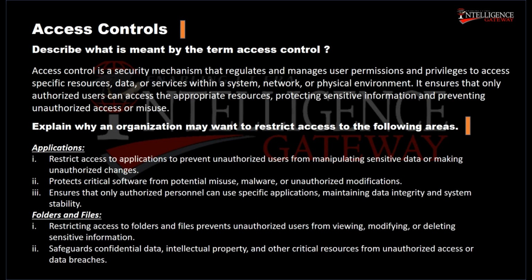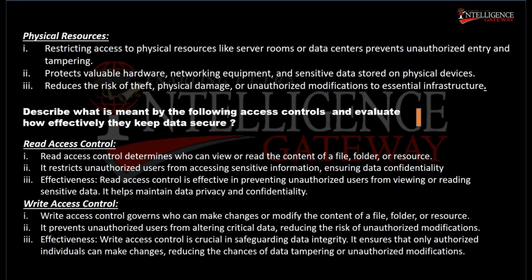Folders and files. Restricting access to folders and files prevents unauthorized users from viewing, modifying, or deleting sensitive information. Safeguards confidential data, intellectual property, and other critical resources from unauthorized access or data breaches. Physical resources. Restricting access to physical resources, like server rooms or data centers, prevents unauthorized entry and tampering. Protects valuable hardware, networking equipment, and sensitive data stored on physical devices, reduces the risk of theft, physical damage, or unauthorized modifications to essential infrastructure.